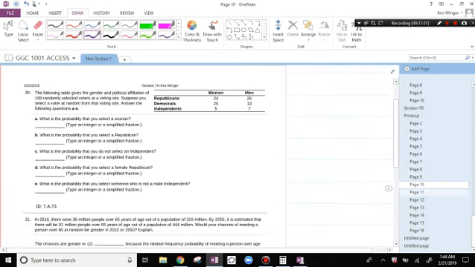The following table gives the gender and political affiliation of 100 randomly selected voters at a voting site. Suppose you select a voter at random from the voting site. Answer the following questions, A through E. What's the probability that you select a woman? I just need all the women here. Looks like 49 plus another 5 is 54 out of 100. That reduces to 27 out of 50.